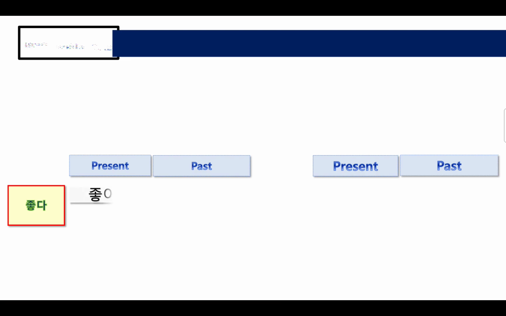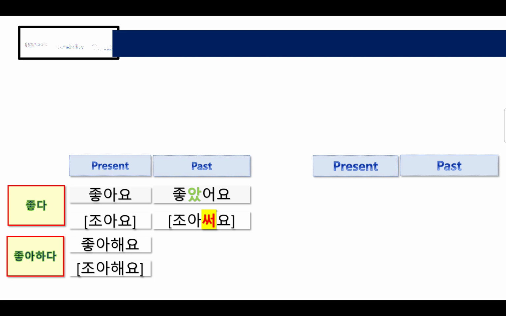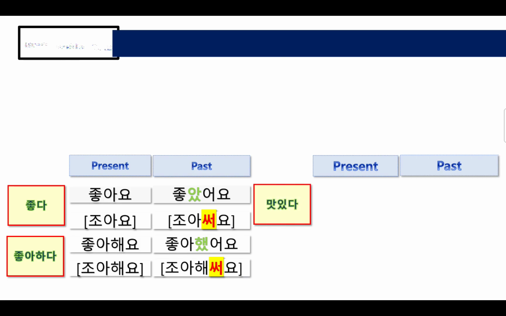Okay, look at this. 좋다, 좋아요, good, 좋아요. Here, ㅎ is omitted. When ㅎ meets other vowel, ㅎ is omitted. So 좋아요. Past tense, it was good. So how do you say it was good? Just put 서 in front of 요. 좋았어요, 좋았어요. 좋아하다, like. 좋아해요, 하다 verb. And past tense, put 서. So 좋아했어요, 좋아했어요.